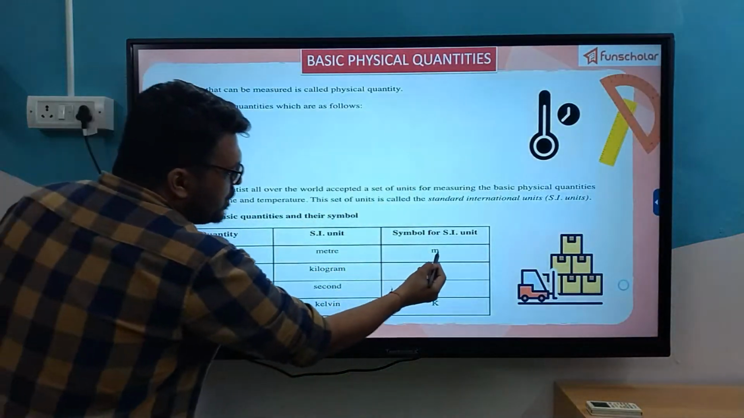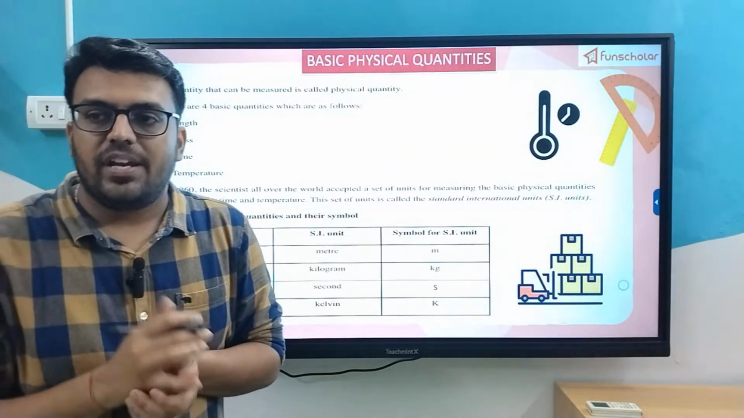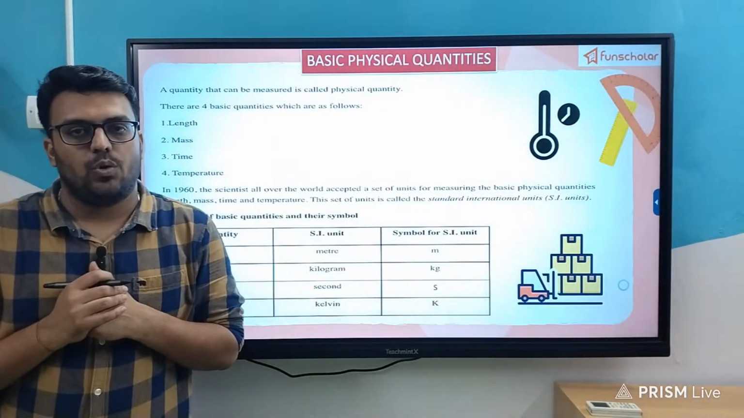Now the symbols that we have used, what are the conventions for using those symbols? We are coming to that part. Just wait for 1 minute. Till now, study the slide.